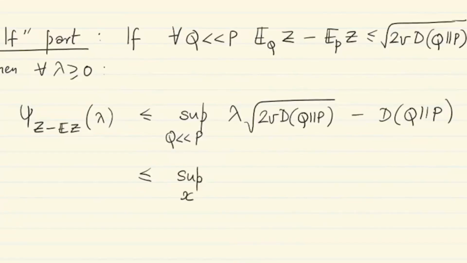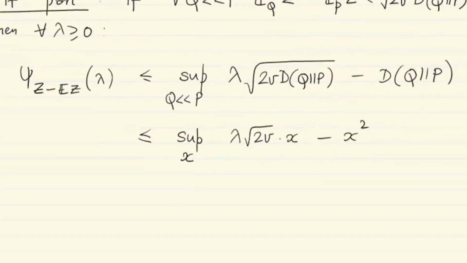So, the supremum over x unconstrained of lambda square root 2v times x minus x square, and this by exact analytical minimization gives you the closed form answer lambda square v by 2. So this is the content of this transportation lemma.